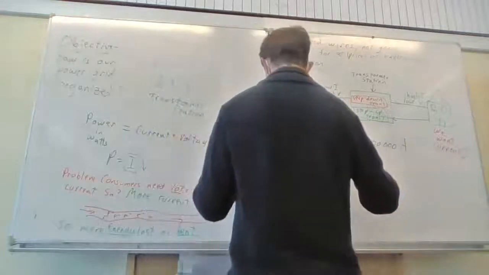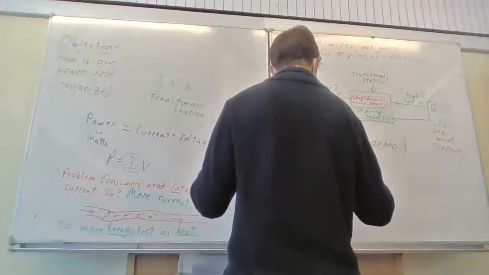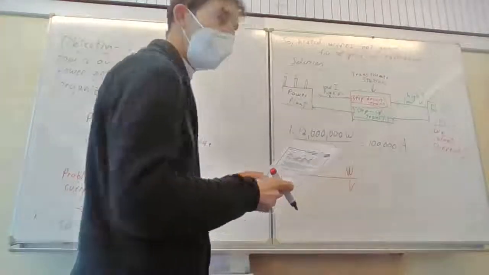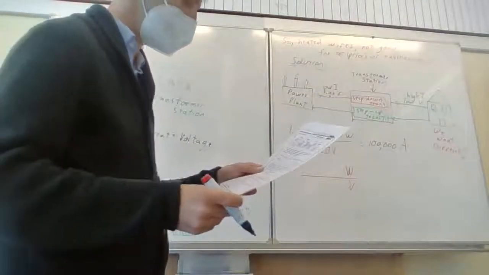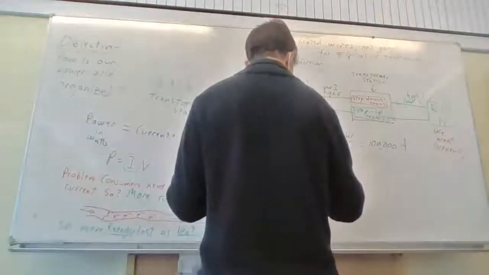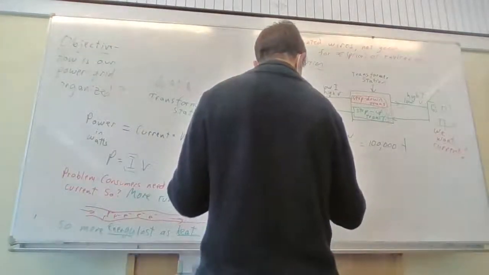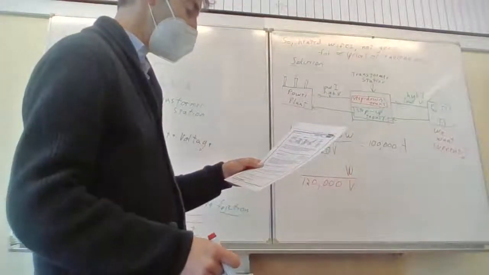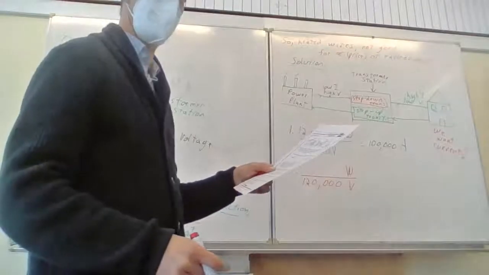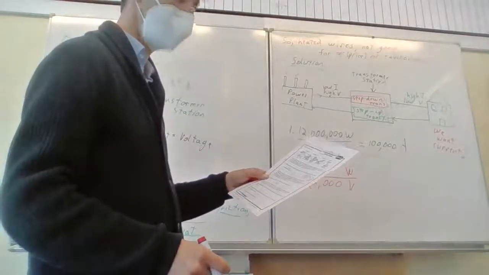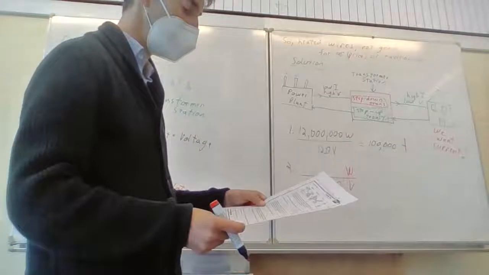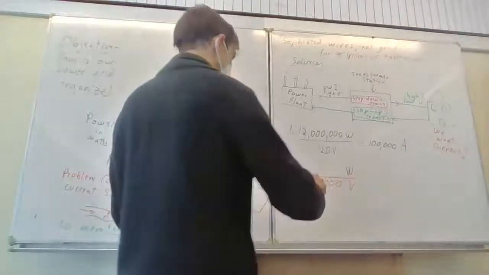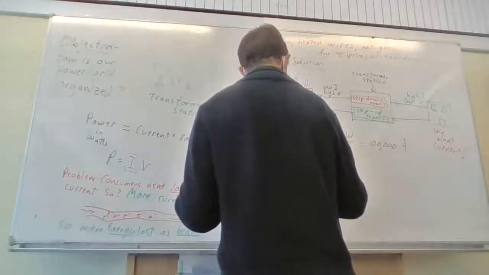So I got watts divided by, Ethan, how many volts do we want? So 120,000 volts. Okay, I'll put that at the bottom. And the top, we said, that's what amount? How many watts? 12 million. 12 million, exactly. You got it.